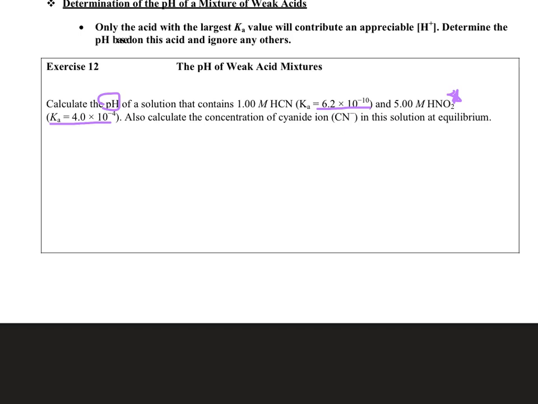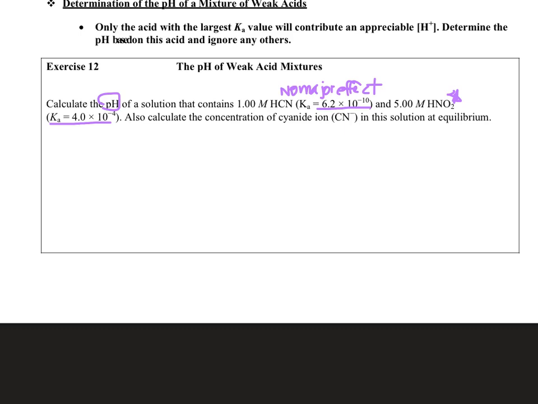But the question also asks you to calculate the concentration of cyanide in the solution at equilibrium, so we have to do both. All right, so first thing, we know that the HNO2 is going to have the most effect. This is going to have no major effect. That's what we should expect to happen. So no major effect on the pH is what we're looking for here.